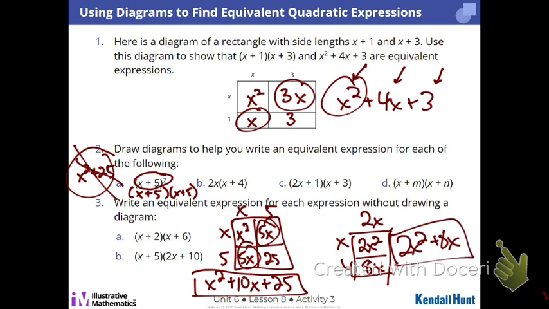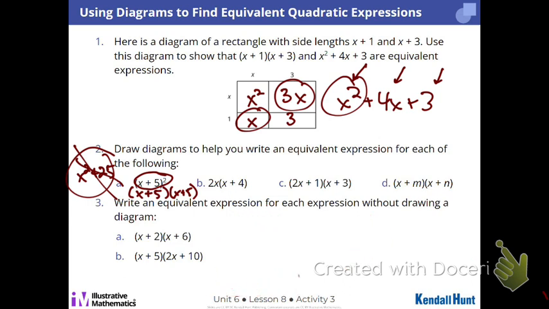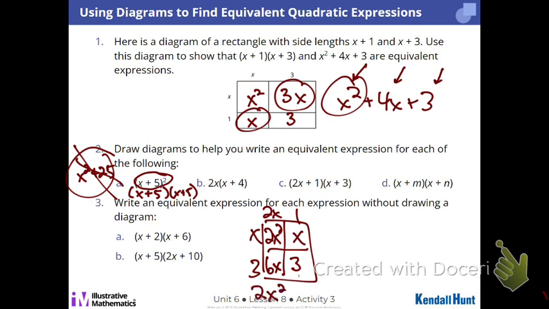Okay, so let's check out C and D. So C is going to be a what by what for a diagram? 2x plus 1 by x plus 3. How many boxes do I need? 4. 4, 2 by 2. So I have a 2x and a 1. I have an x and a 3. So top left, 2x times x, 2x squared. 1 times x is x. 2x times 3, 6x. And 3 times 1, 3. So my simplified expression then, 2x squared plus 7x plus 3.